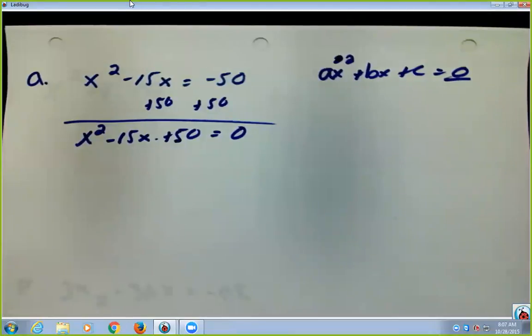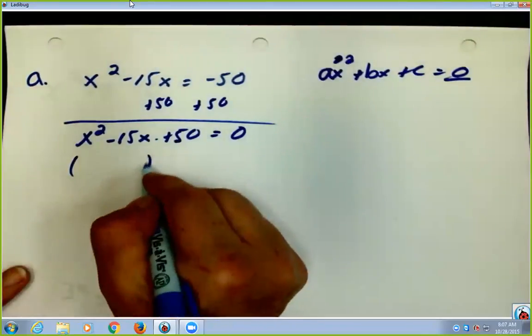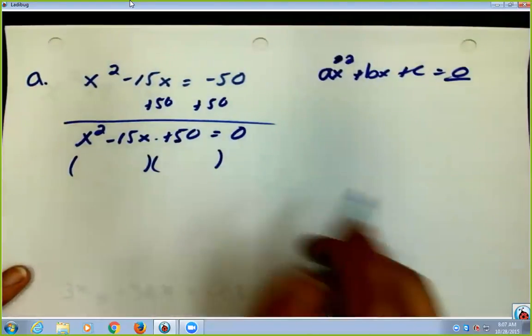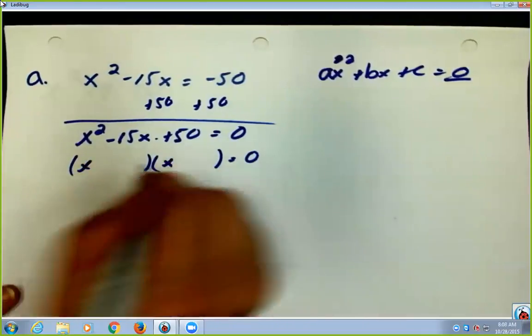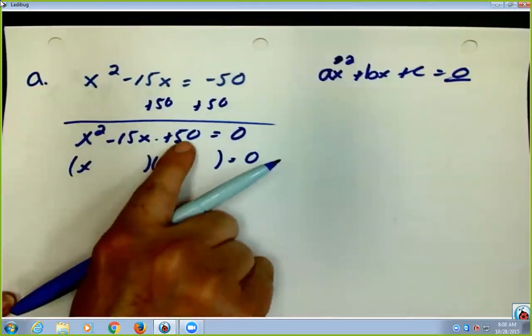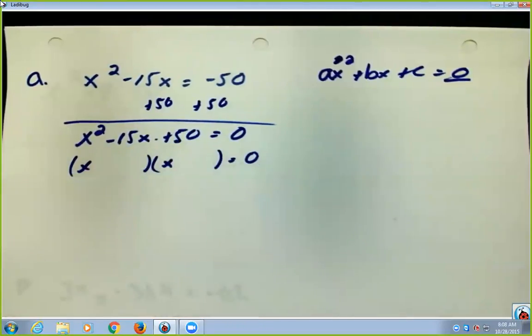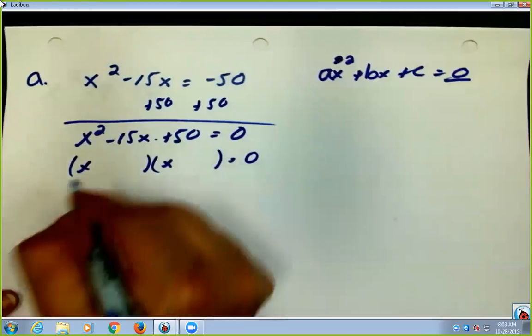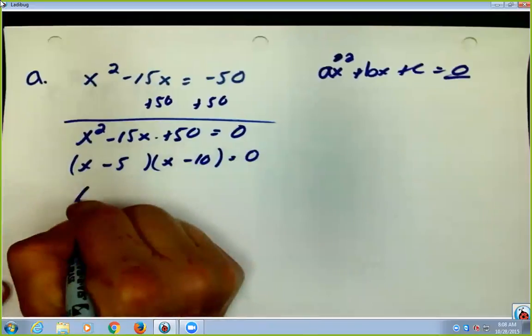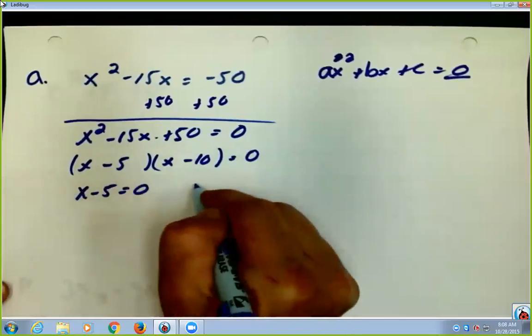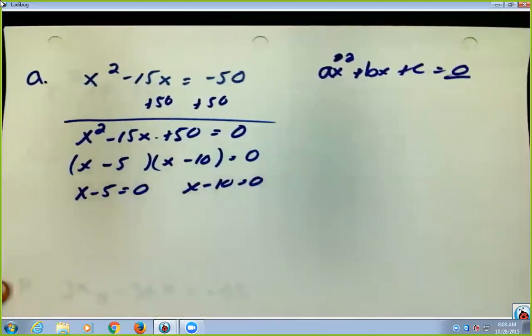So what would it factor to? Again, skills from chapter 6, and we did a whole lot of factoring in chapter 7, so it's a good time to review it as we get closer to final exam time. So what does this factor to? We get x's. What are factors of 50 that end up being a negative 15? Yep, negative 5 and a negative 10. Then take each of these pieces and set them equal to 0.